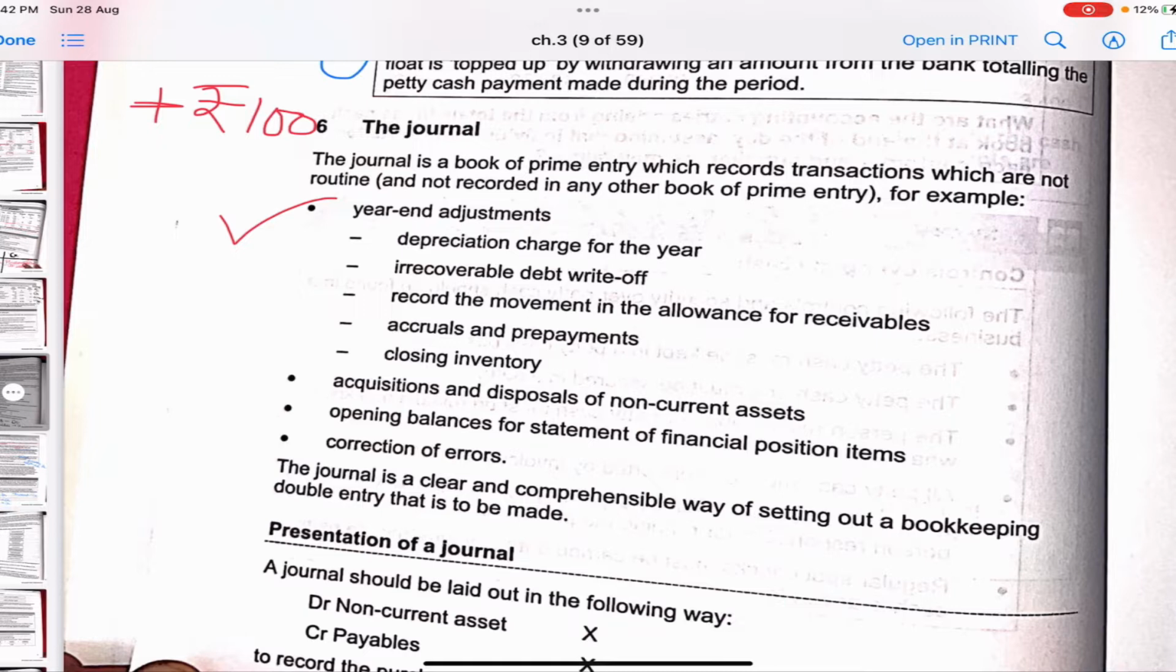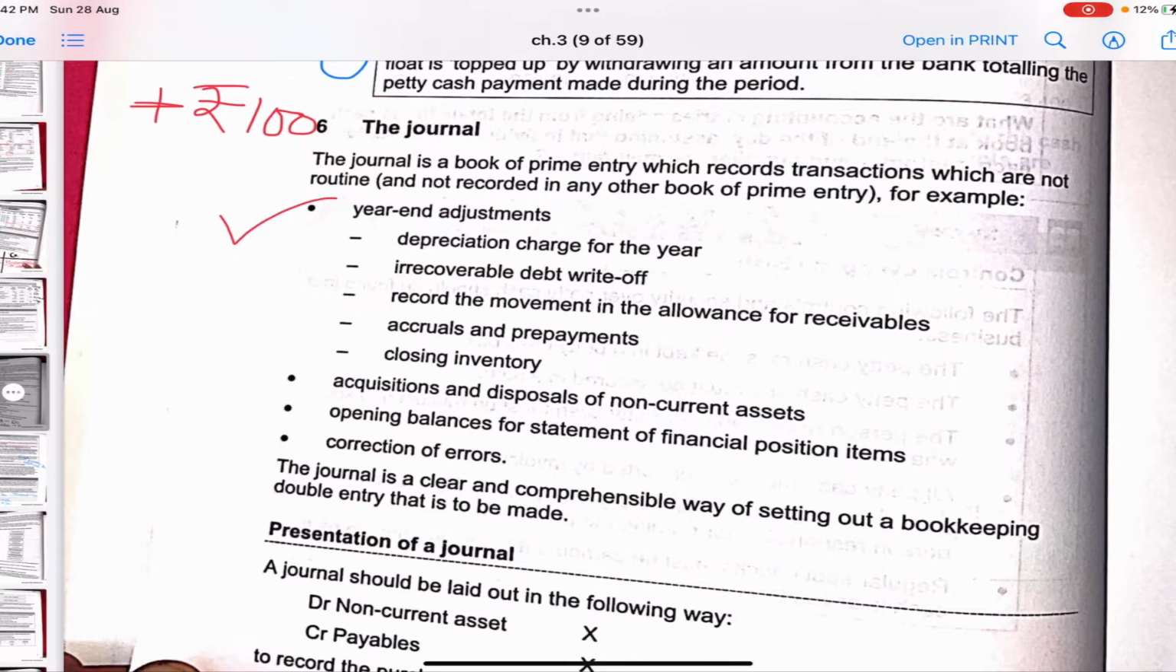Now let's come to what a journal is. You know what a journal is: the transactions which do not go in any other books go to the journal. In this chapter, you will probably not be able to understand most of the books, but that is okay because we will be studying them in detail in the further videos.